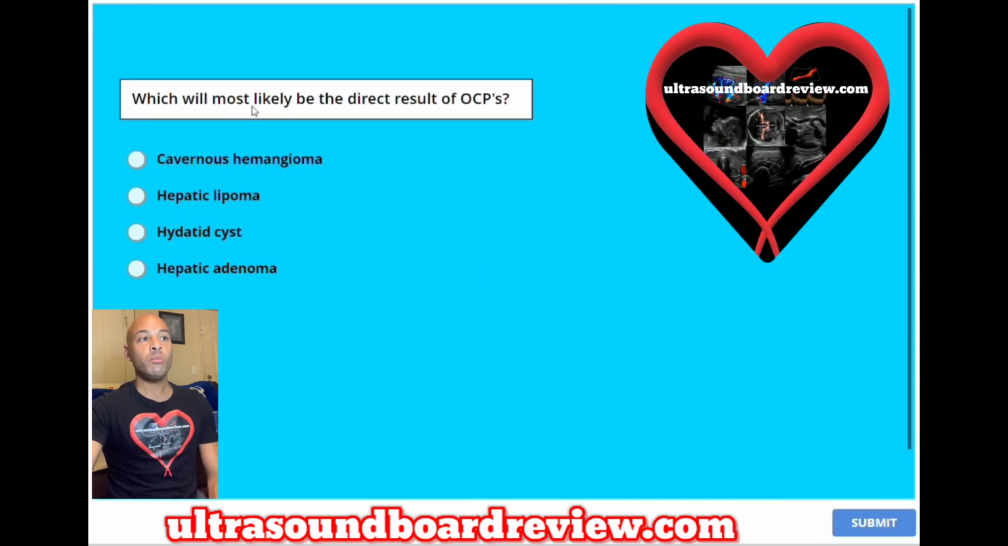Question 105. Which will most likely be the direct result of OCPs? A. Cavernous hemangioma. B. Hepatic lipoma. C. Hydatid cyst. Or D. Hepatic adenoma. OCP stands for oral contraceptive pills, which help prevent pregnancy. These can be the direct result of hepatic adenoma, so D is the correct answer.